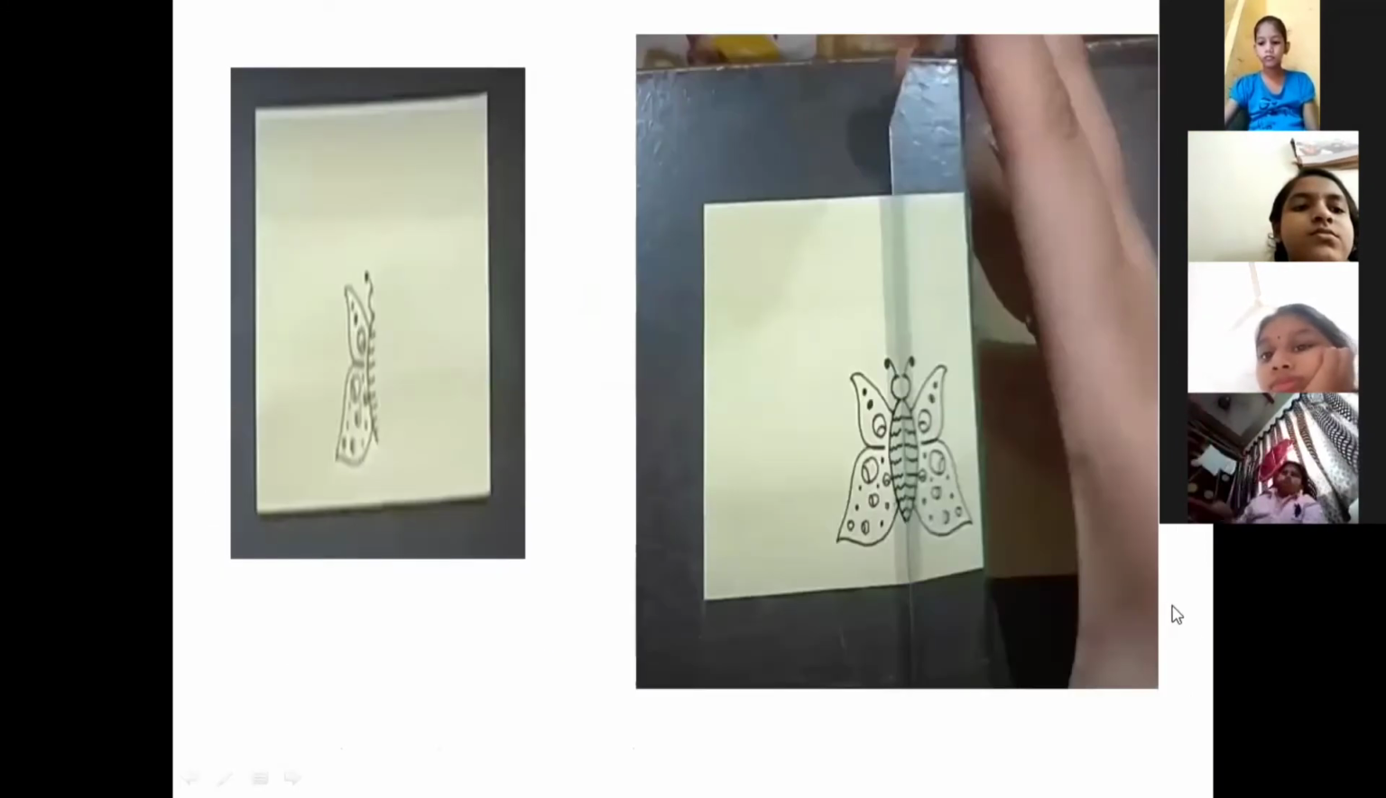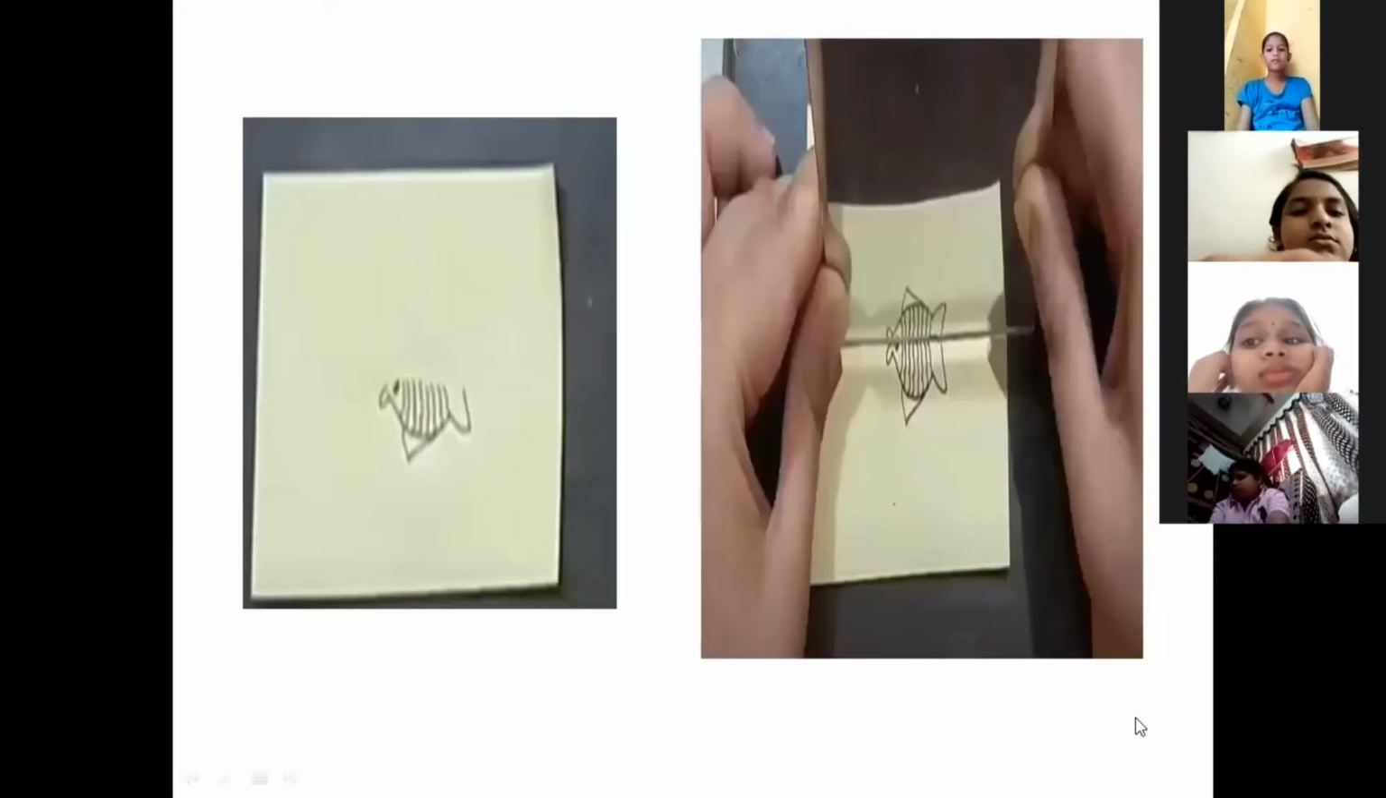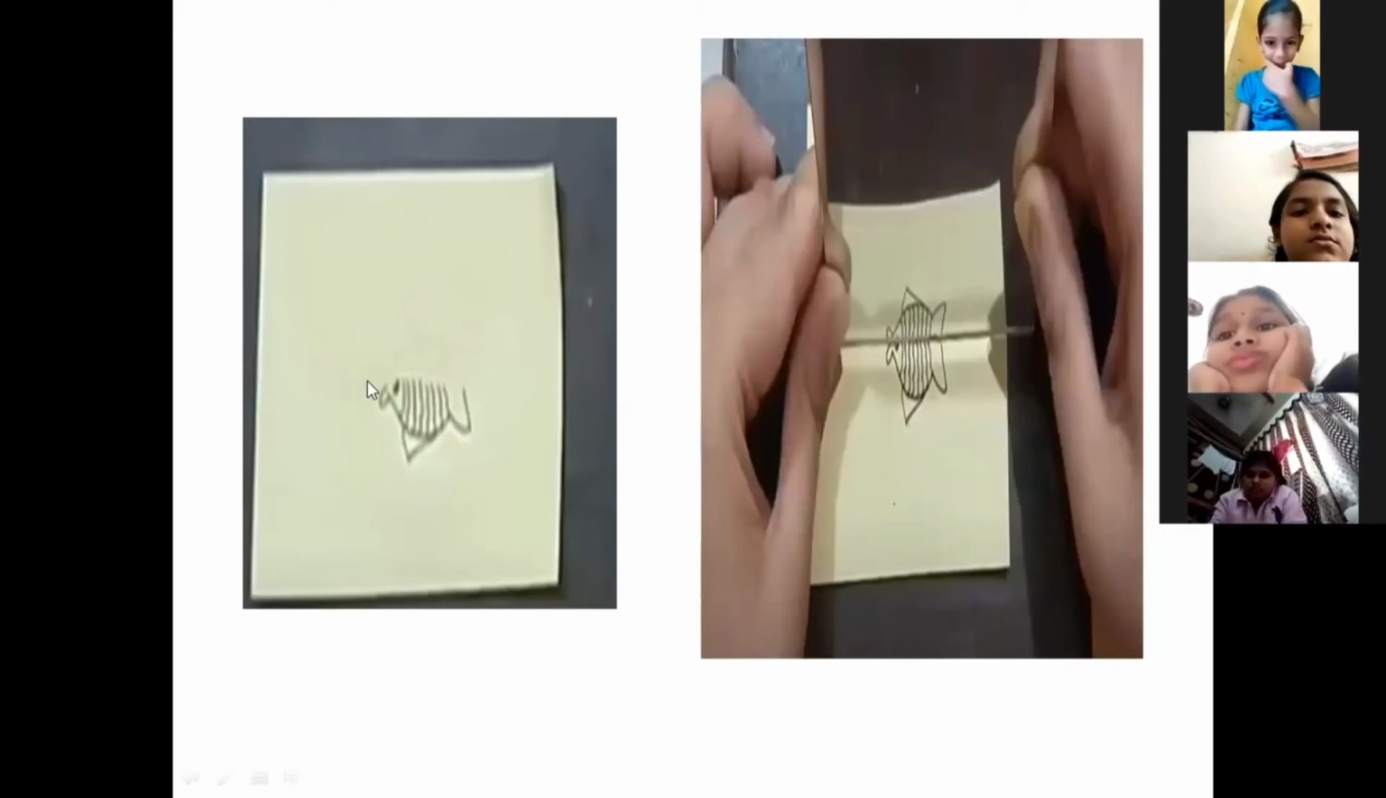Now, observe this. When you place a mirror to the half of the picture, we will get the complete picture. This activity we are going to do now. Observe this clearly. Here we have half of the picture. If we place a mirror along the dotted line, we can get the complete picture here. These are called mirror halves.